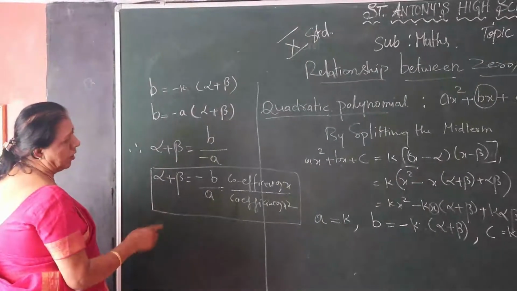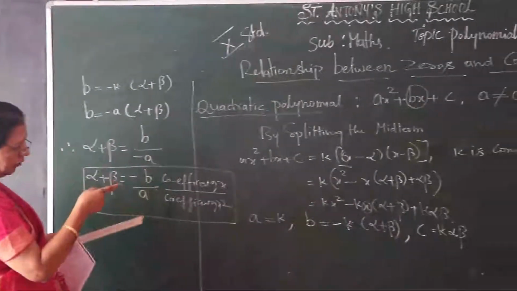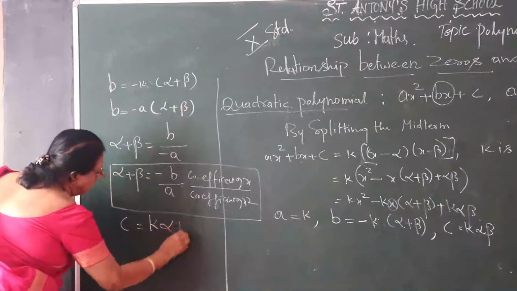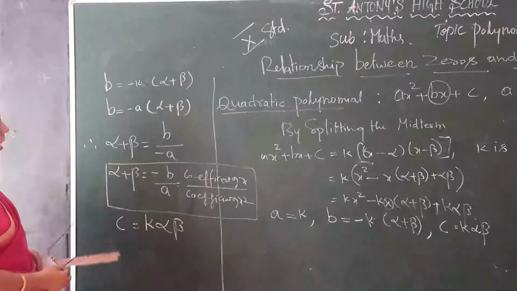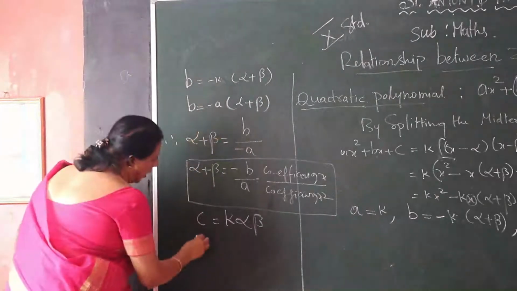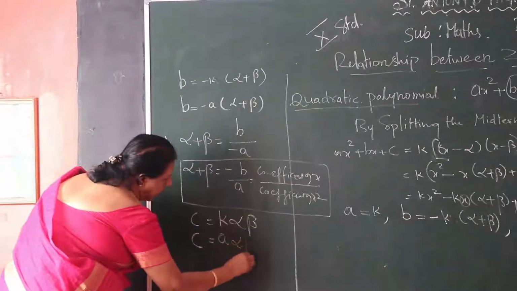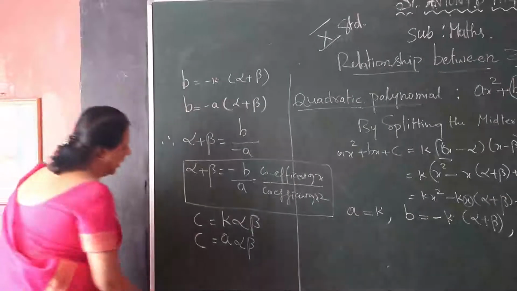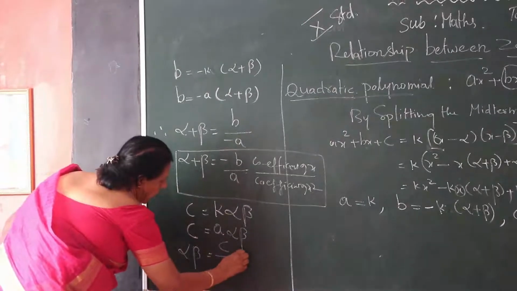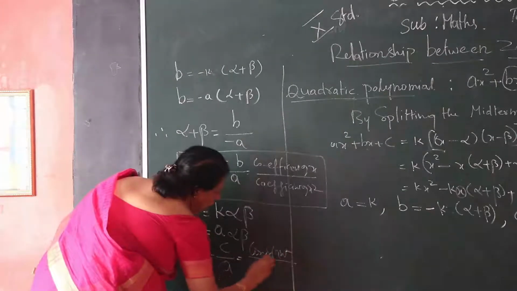Now another derivation is the product. What is the product? So look at c is equal to k alpha beta. Clear, children? So what did we substitute for k? a we substituted, isn't it? Here also c is equal to a alpha beta. Therefore, alpha beta is equal to c by a. Here, constant by coefficient.